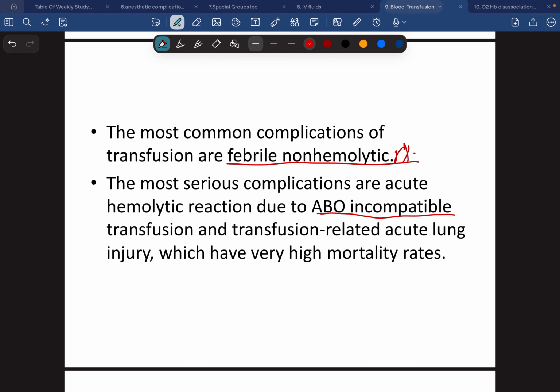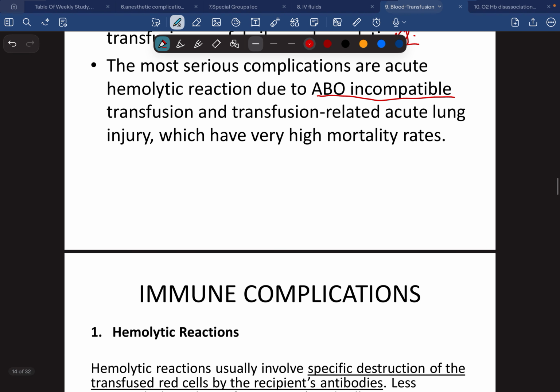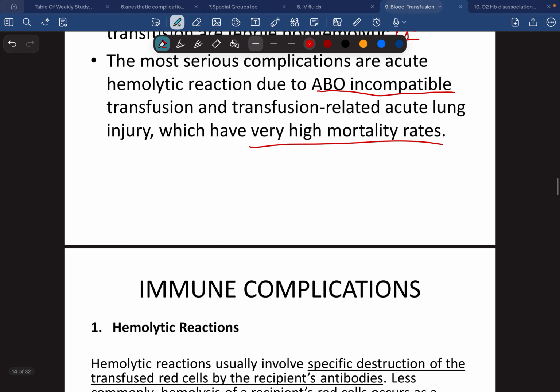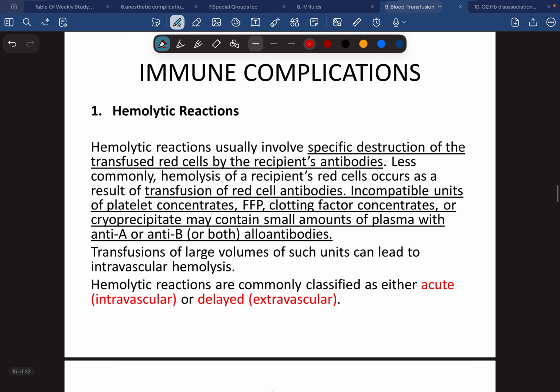Most common, as I said, febrile non-hemolytic ones. Most serious are ABO incompatibility hemolytic reactions. It has a very high mortality, as well as the transfusion-related acute lung injury. Hemolytic reactions are the specific destruction of the transfused cells, mostly due to antibodies.